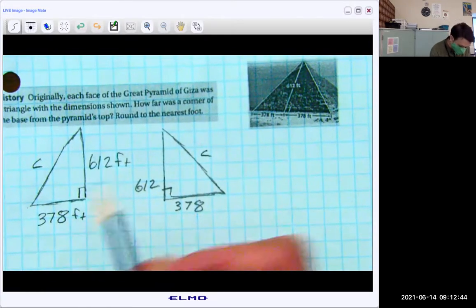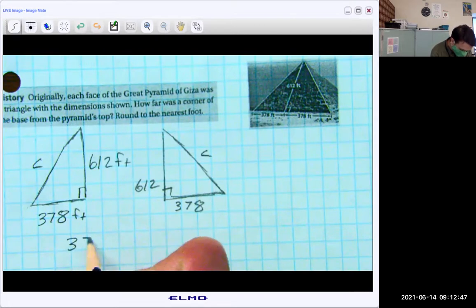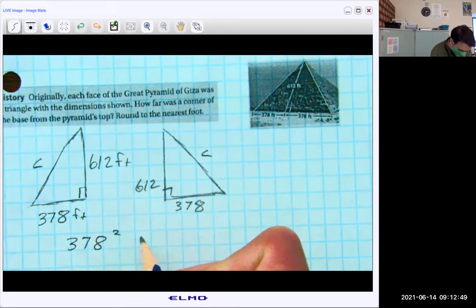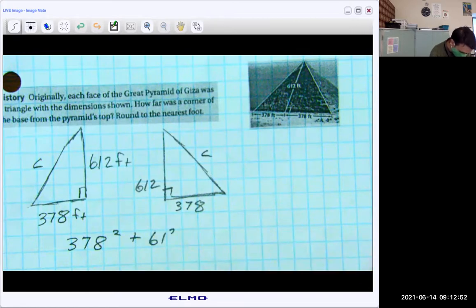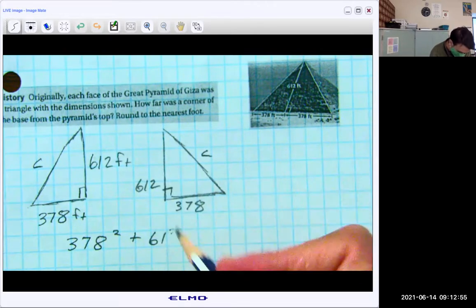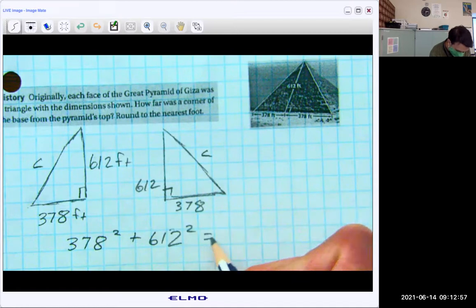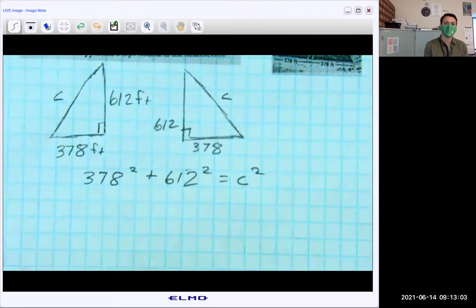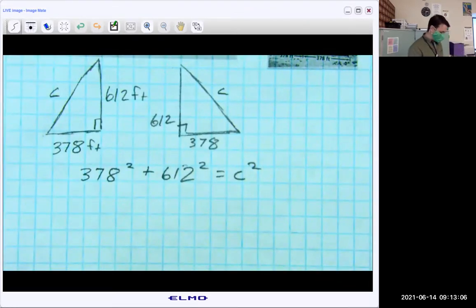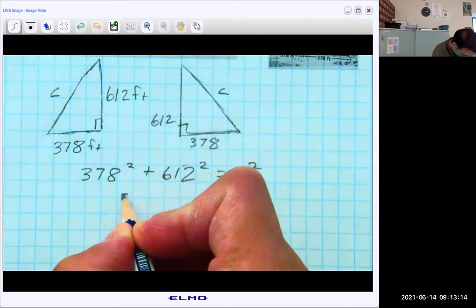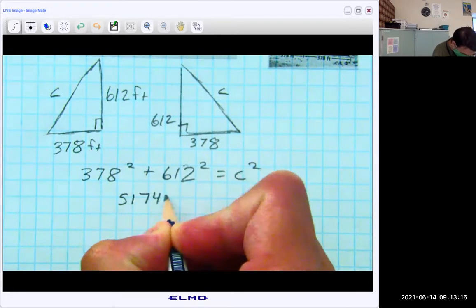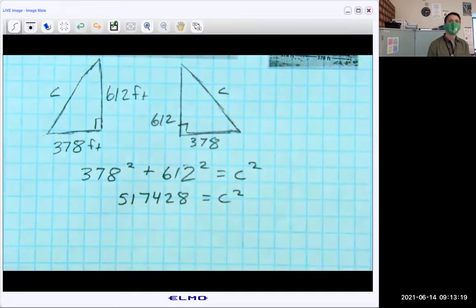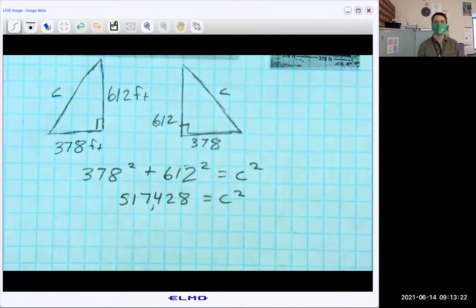And we can use Pythagorean theorem to help us. If we go 378 squared plus 612 squared, then that has to equal whatever that measurement is, C squared. We're going to deal with some large numbers here. So 378 squared plus 612 squared is 517,428.